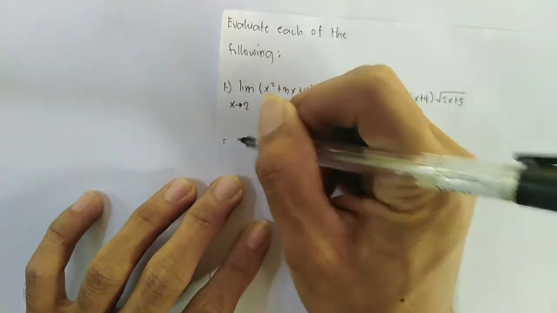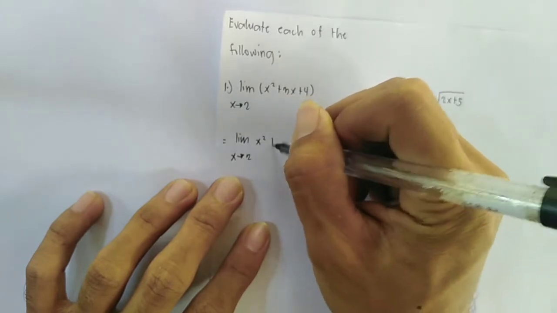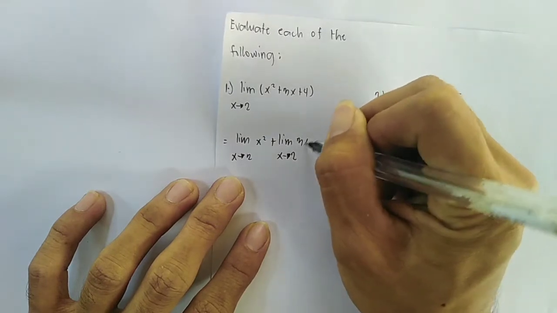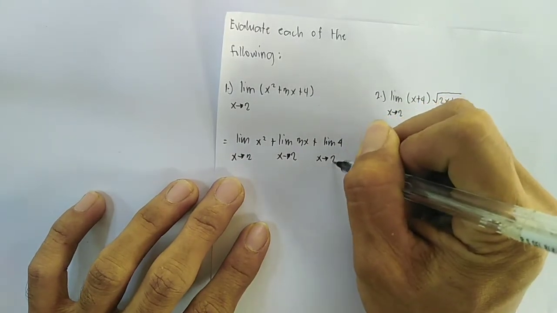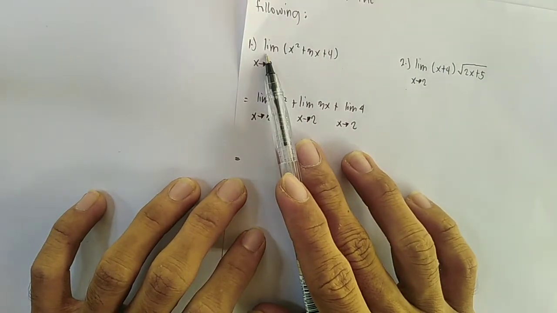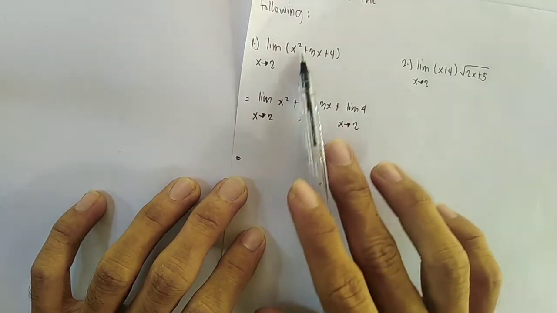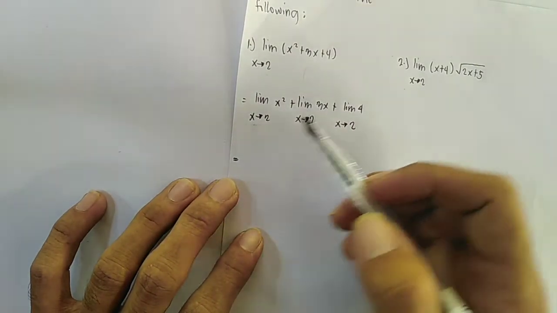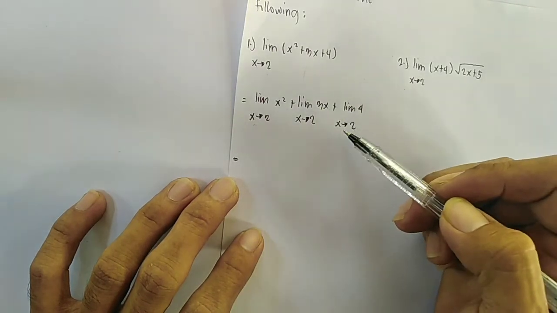So let us start. It is equal to the limit as x approaches 2 of x squared, plus the limit as x approaches 2 of 3x, plus the limit of the constant 4 as x approaches 2. That's what I mean by distributing the limit notation to the entire function, or to every term in the function. So we have here the limit of x squared as x approaches 2, plus the limit of 3x as x approaches 2, and plus the limit of 4 as x approaches 2.